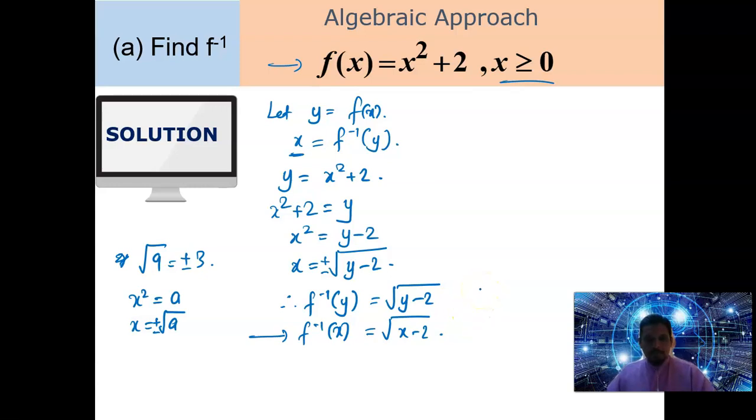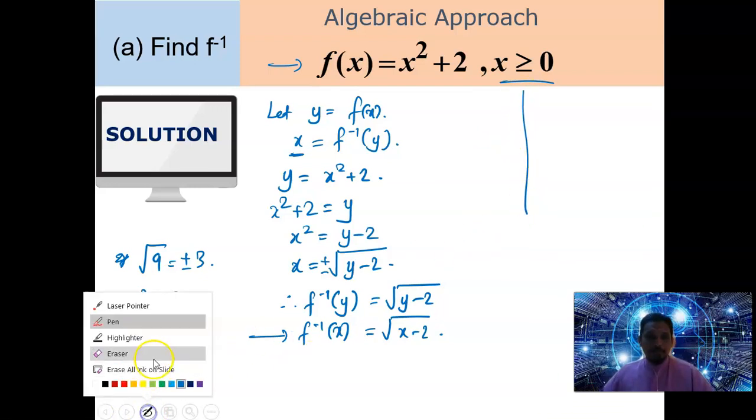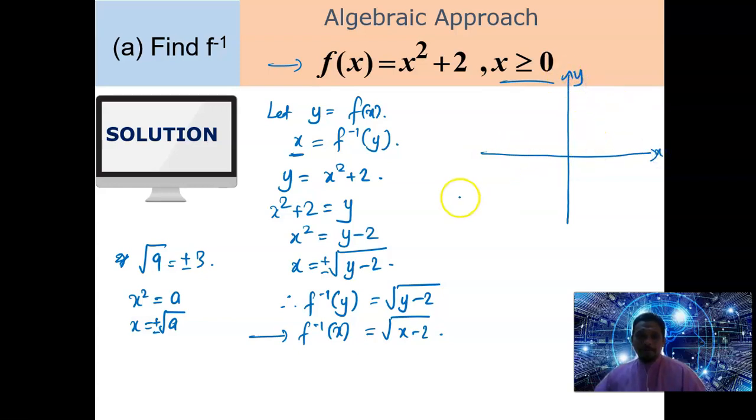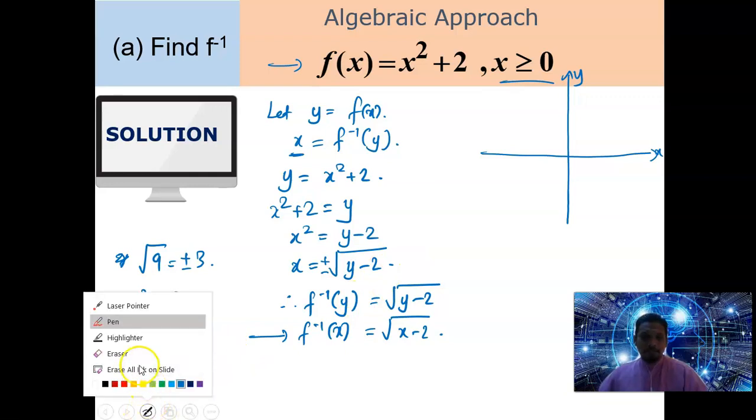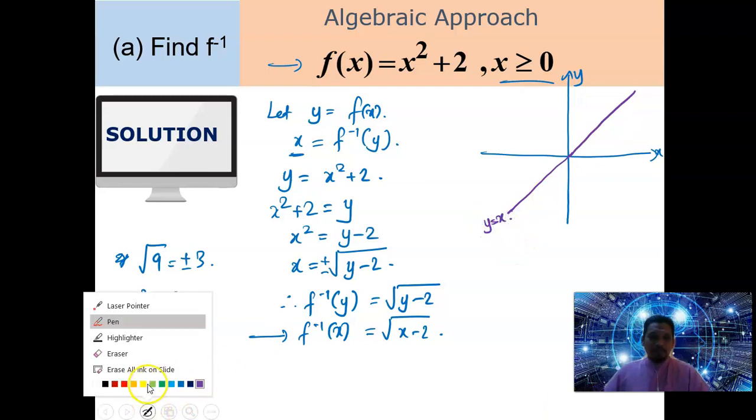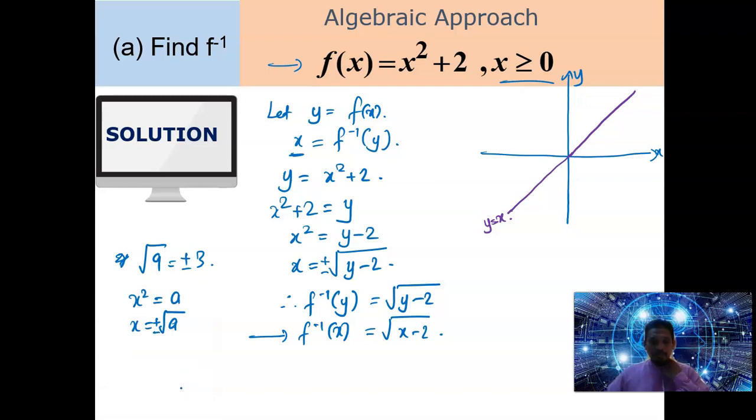Now, to sketch the graph of f and its inverse on the same axes, x and y. The purple represents the line y equal to x. Again, this is y equal to x. Now, the blue ink represents y equal to x squared plus 2.